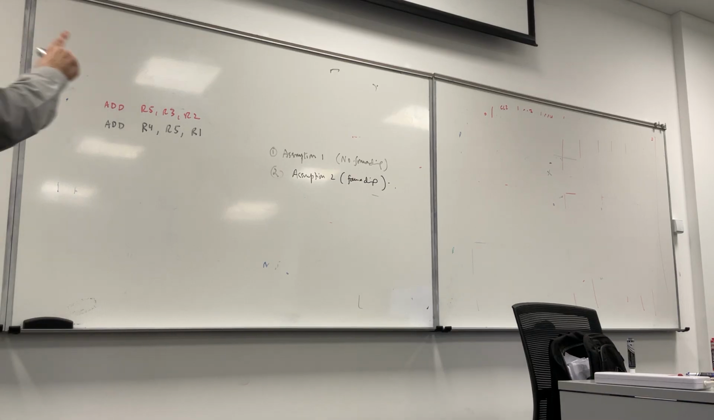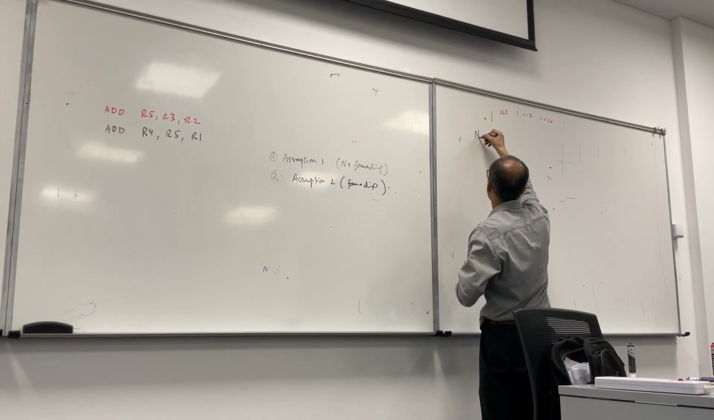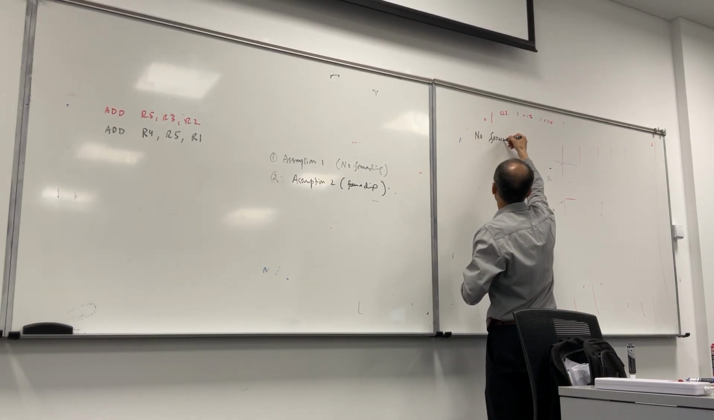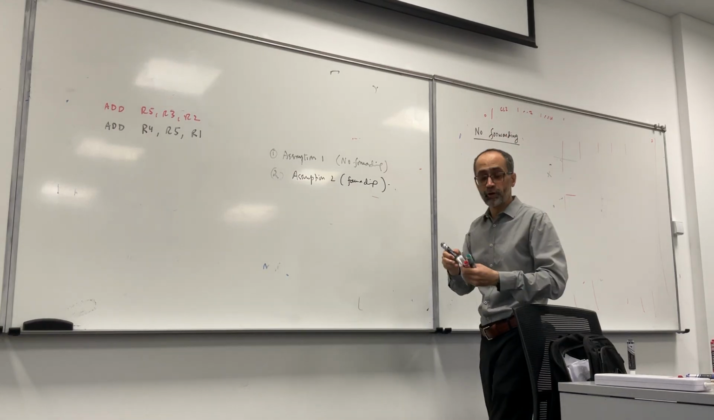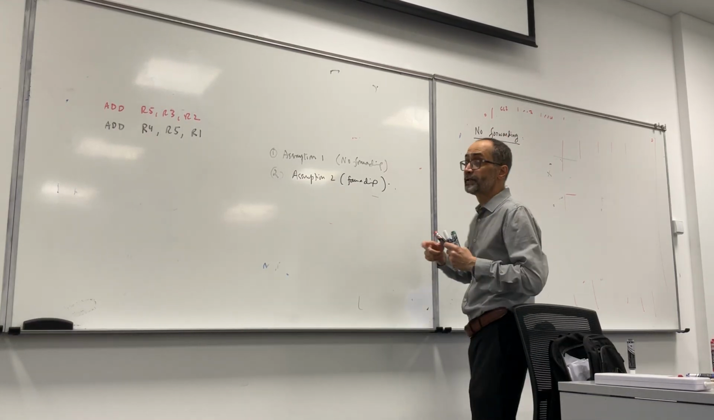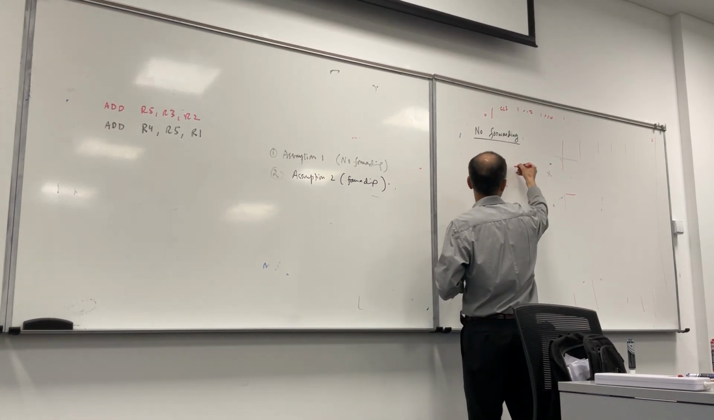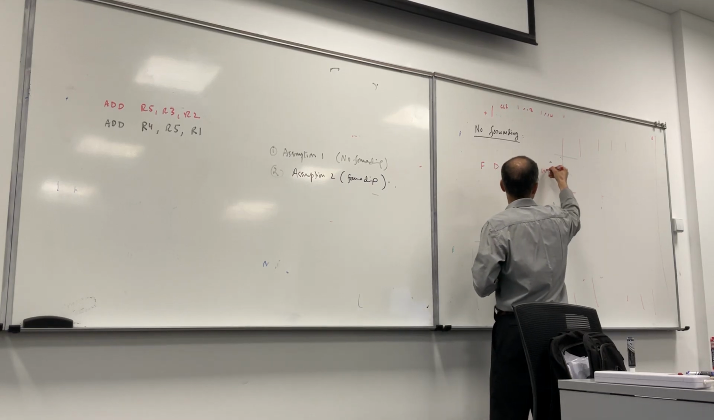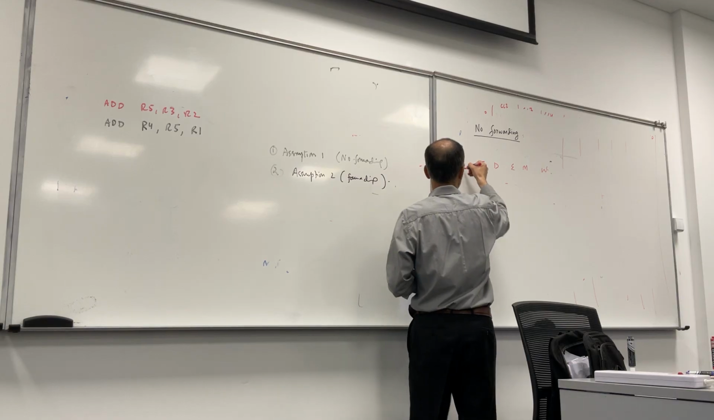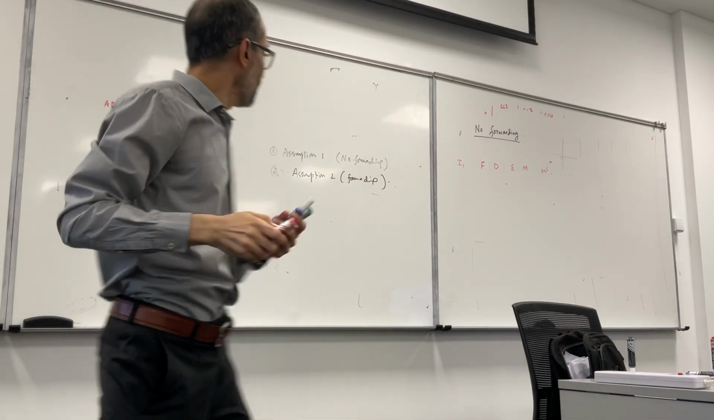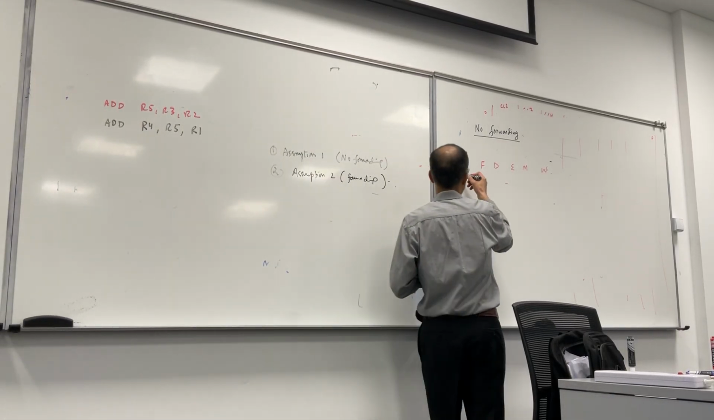Now I am going with assumption number one, which is no forwarding. So we have no forwarding. Now I am going to do the first instruction, the red instruction. The red instruction is in fetch stage, then decode stage, then execute stage, then memory stage, then what? Write back stage. So this is my I1. Now we go with which instruction? With the black instruction. Okay, with the black instruction we have no forwarding.